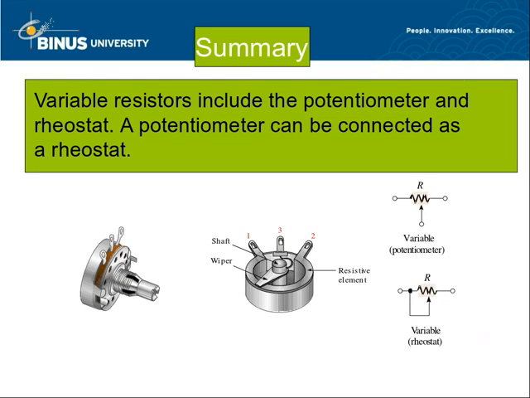Here's another variant of resistor, which is called variable resistors. Why? Because the resistor's value is variable. It can change based on the slider. Usually it has a round shaft where we can twist the shaft to change the value of the resistance. But there's a slight difference in potentiometer and rheostat. A potentiometer has 3 legs, while a rheostat only has 2.